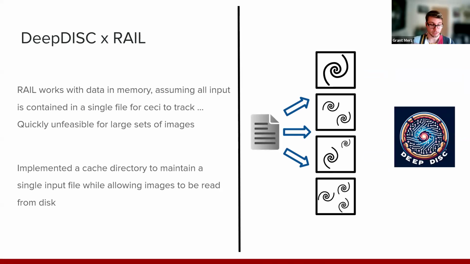Another thing is that since RAIL is built off of the LINCC framework, which is basically pipeline software, LINCC wants a single input file to track through a pipeline of training and then testing. This doesn't really work well with DeepDISC because it can't handle a massive amount of images at once in memory. And so we implemented this caching structure to basically contain everything in one input file at the start of a pipeline, cache the images to the disk, and then have DeepDISC read from that cache directory using its normal PyTorch-based data loading capabilities.